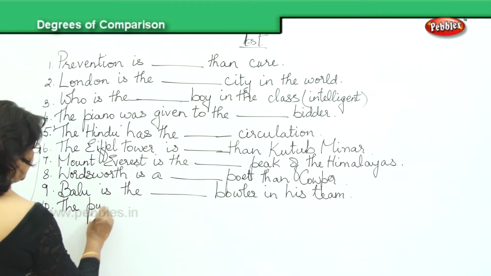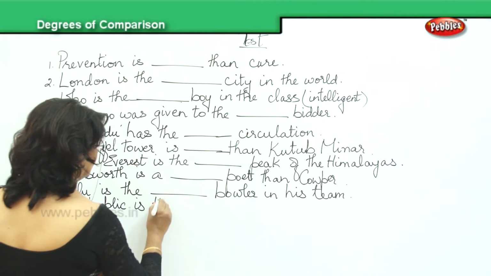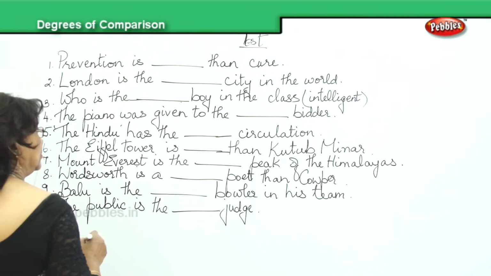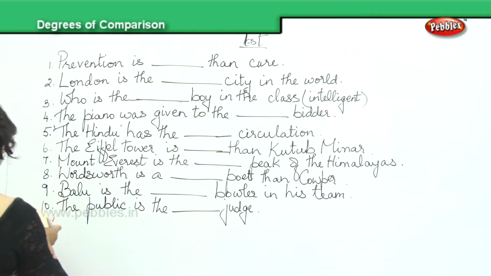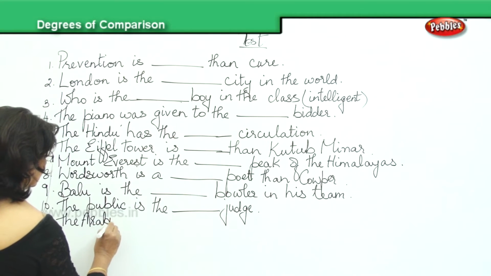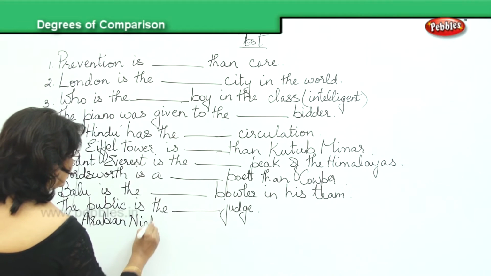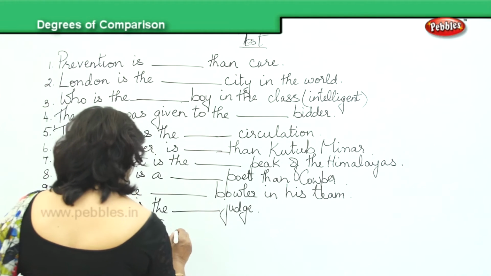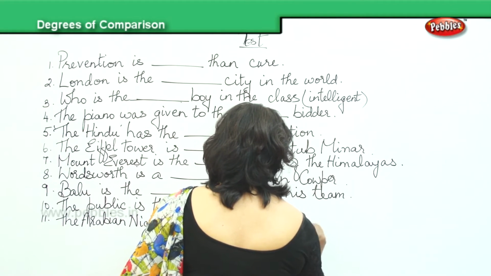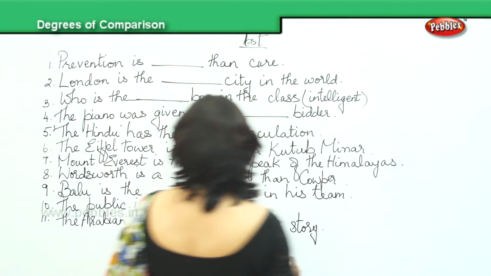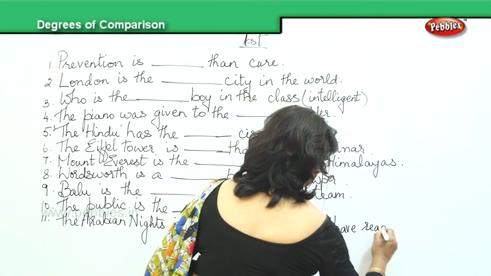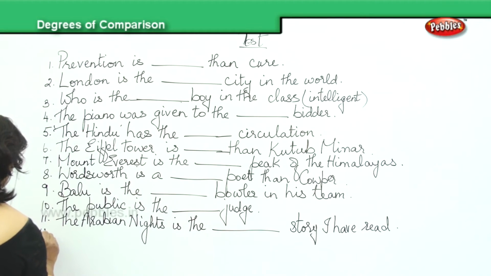The public is the dash judge. The Arabian Nights is the dash story I have read. Next one.